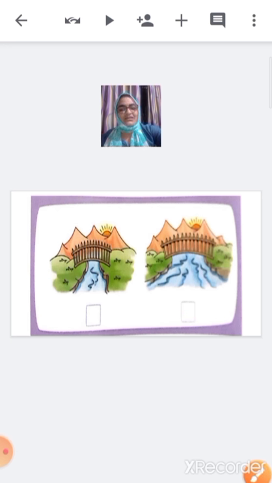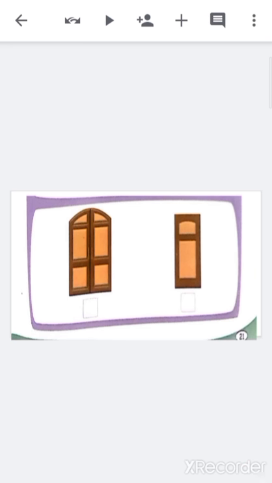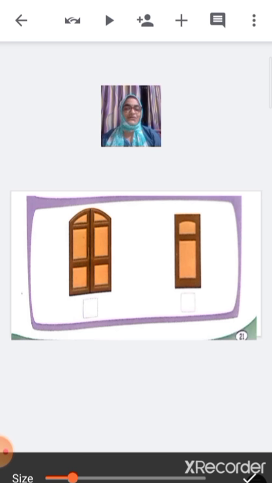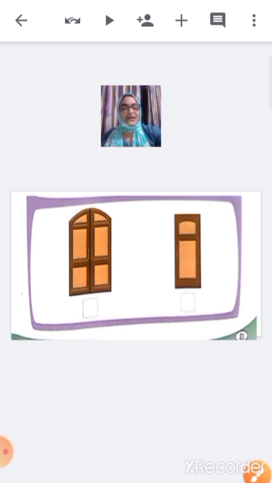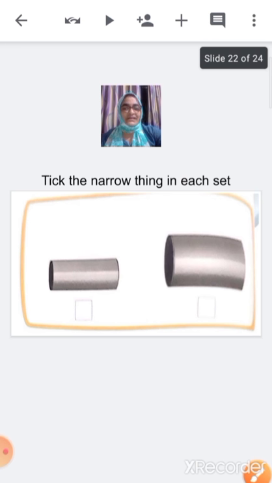Now, the next one, there are two doors. Okay, now tell me which door is wide? This one? No. This one? Yes, this door is wide. So, we are going to put a tick mark in the small box given below. Okay, now the next one.